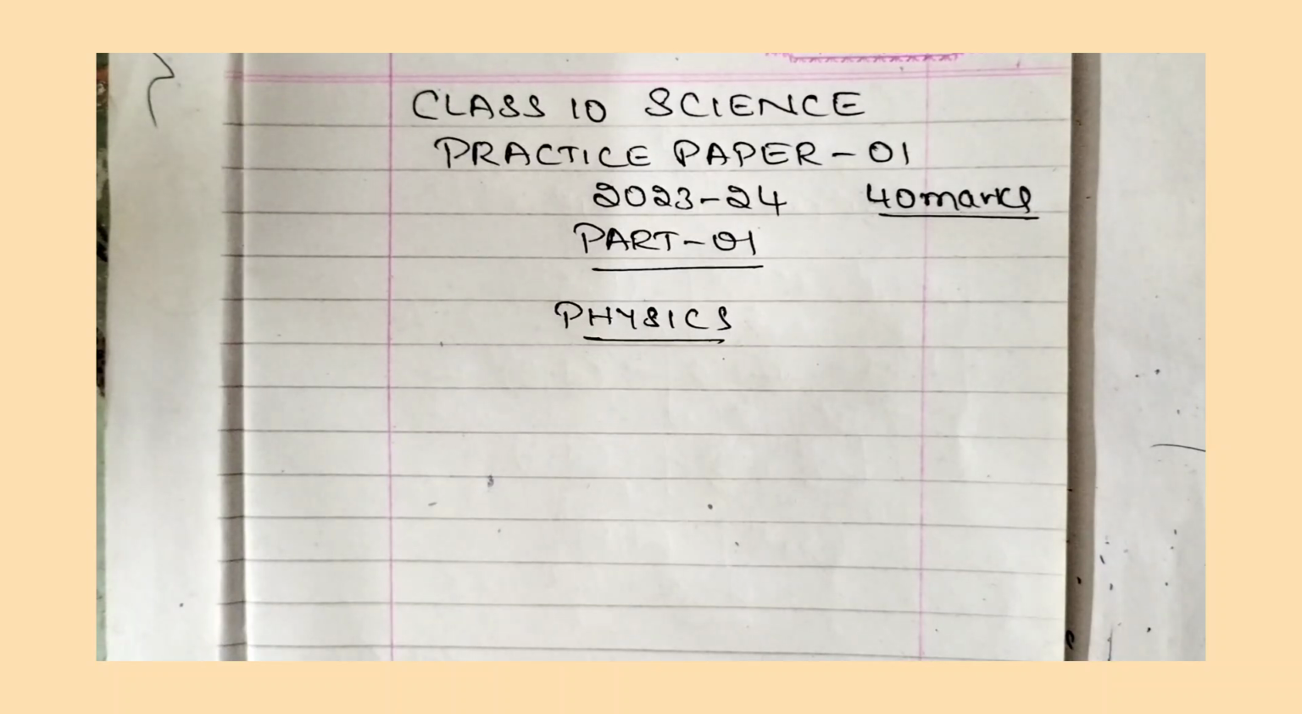So in this video we are starting class 10 science. This is practice paper number 1, for a 40 marks paper. So let us answer the practice paper number 1 of 2023-24, and this is part number 1. This paper is set for 40 marks from all the three parts, that is physics, chemistry and biology.